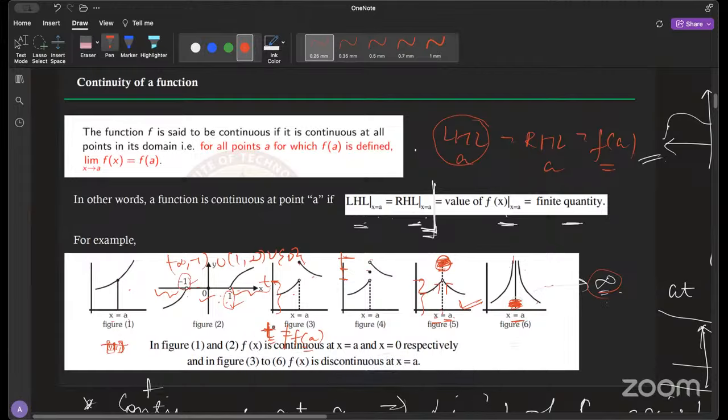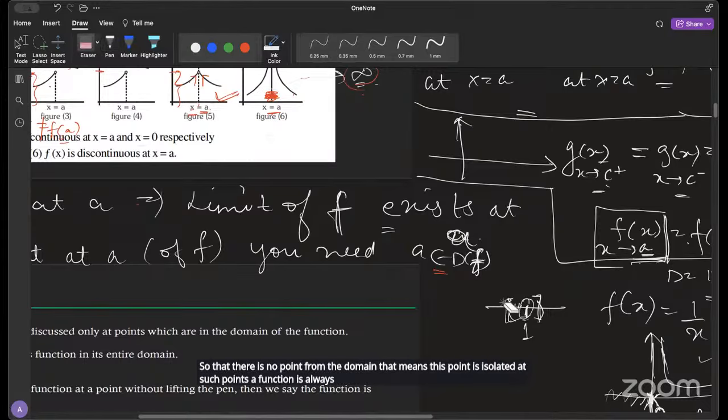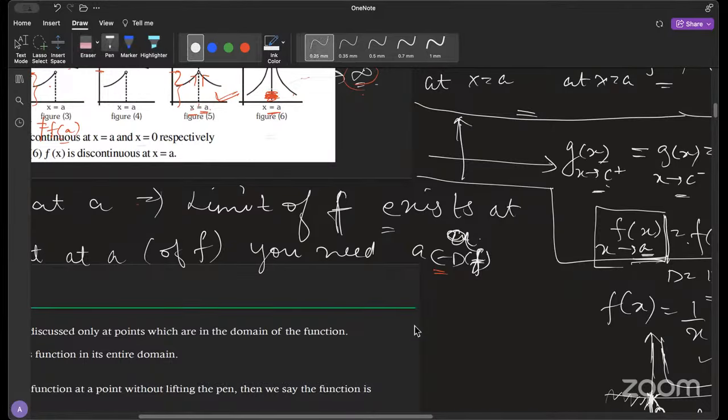Is this clear to everyone? Yes, ma'am. Okay. You can move forward. Just keep this in mind that you need the point to be in the domain to check continuity. For a limit, you don't need the point in the domain, but for continuity, you need the point in the domain. And if that point is isolated like this, if there is one interval around this point, let's say 1, and you can find a very small interval around 1 such that there is no point from the domain, that means this point is isolated. And at such points, your function is always continuous. That's the only 2 points we've discussed so far.